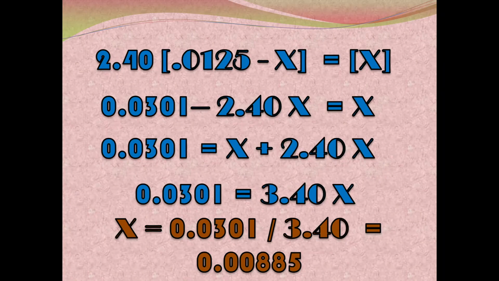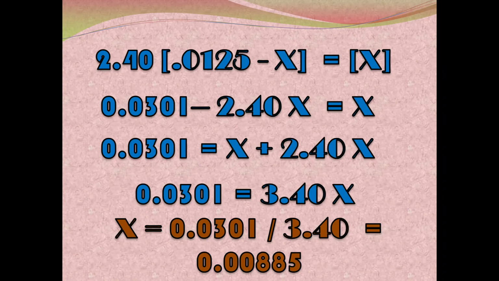X is equal to 0.034 divided by 3.4, or 0.0885. I now have an x. Took a little manipulating, had to put in the equation, take the square root of both sides, move the denominator over to the other side, multiply through, separate like terms. It took a little bit of algebra manipulation, but I have an x.